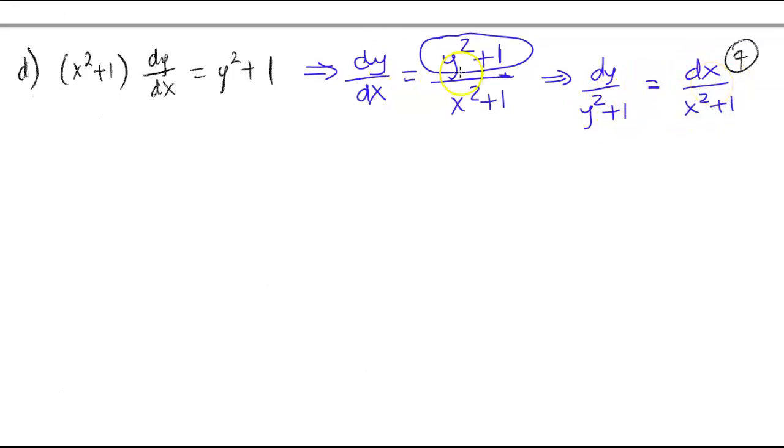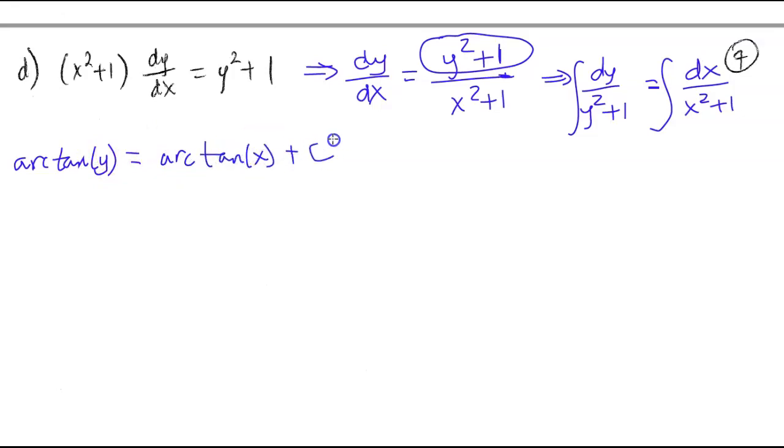And of course, from here, we can just integrate. And on both sides here, this should look very familiar to you. 1 over y squared plus 1, if we integrate that, the antiderivative for it would be arctan of y. And similarly, on the right side, the antiderivative of that would be arctan of x. So we'll have arctan of y equals arctan of x, and I'll just say plus some constant.